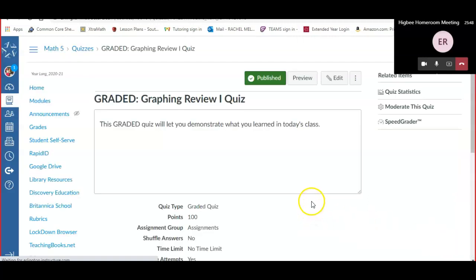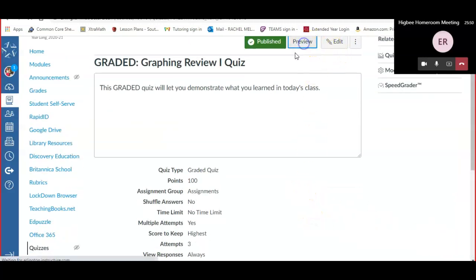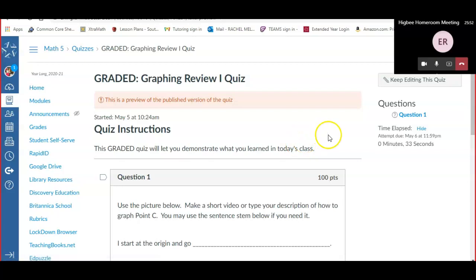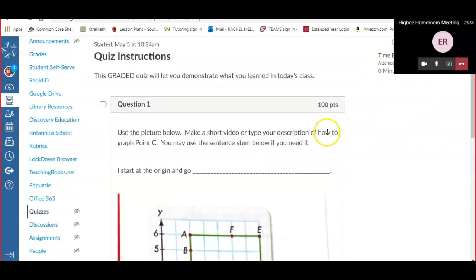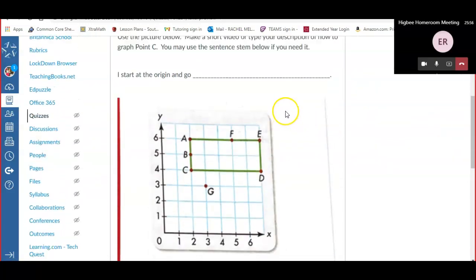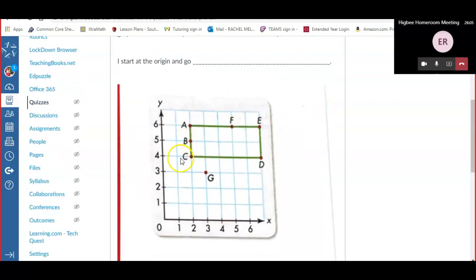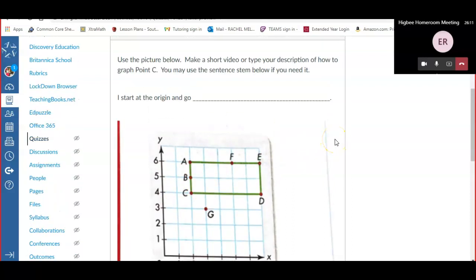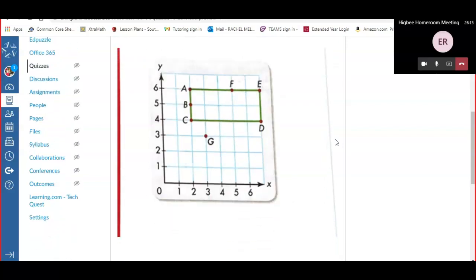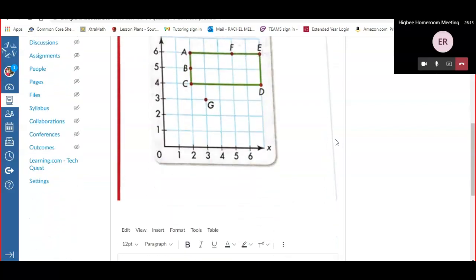Now, your quiz is a very simple quiz today. It is one question. It says, use the picture below. Make a short video or type your description of how to graph point C. So I only want to know about C. You can either type it or do a video.